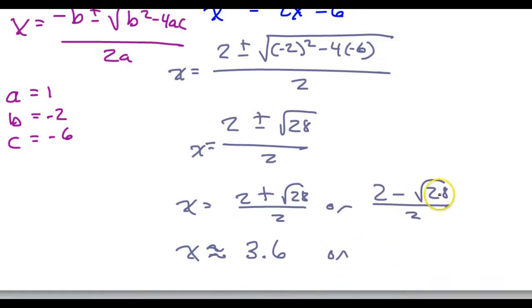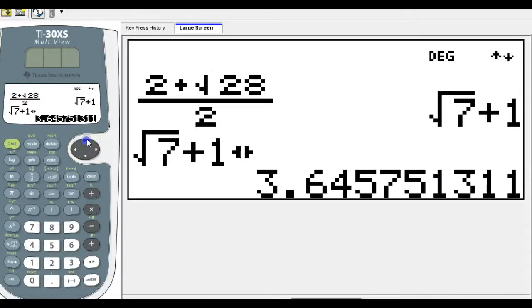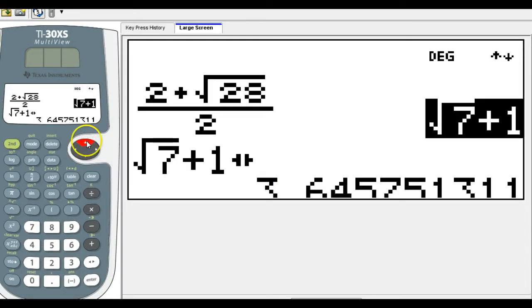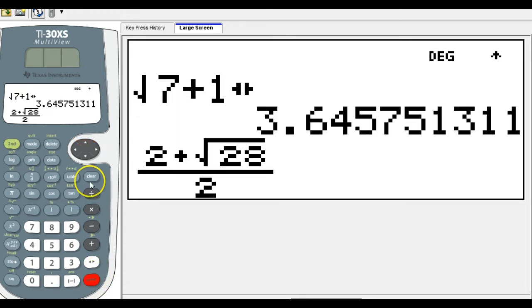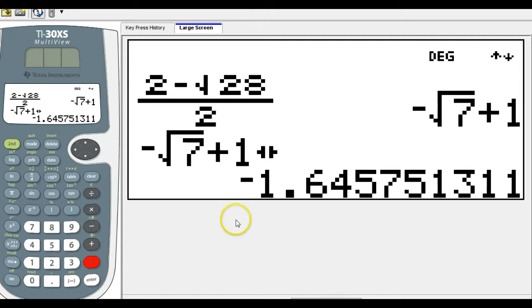Or, and now we'll do 2 minus radical 28 over 2. And I'm going back to re-edit. If you go back on the calculator and highlight something, you can edit it, and that way I can just change this to a minus. Okay, it gives me this, toggle it, that's negative 1.6.